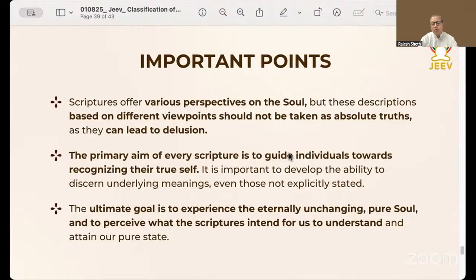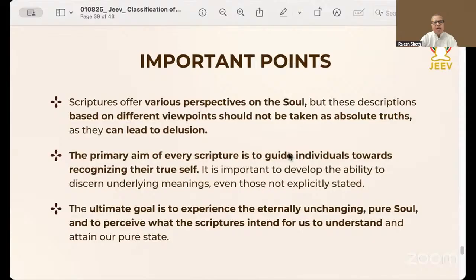Okay. But the soul does not become like that. The soul always remains pure. Okay. So like this, we will move ahead. The primary aim of every scripture, every Jinwani, is to guide individuals towards recognizing their true self, the pure soul, the unchangeable soul, the unaffected soul.